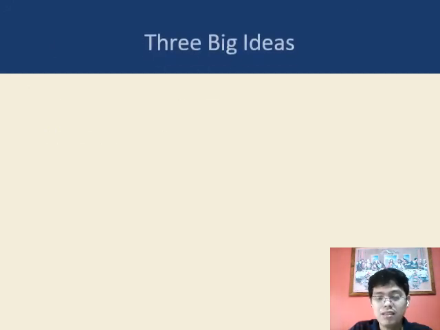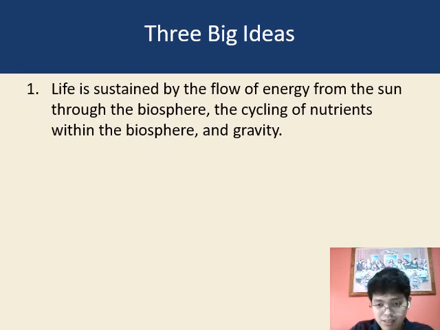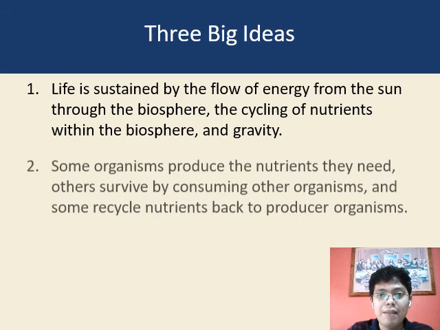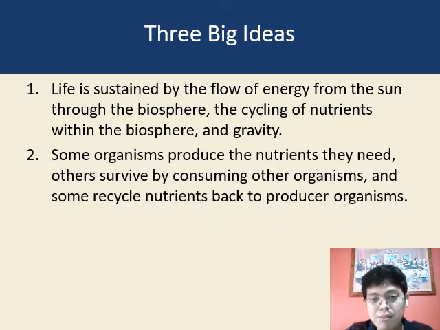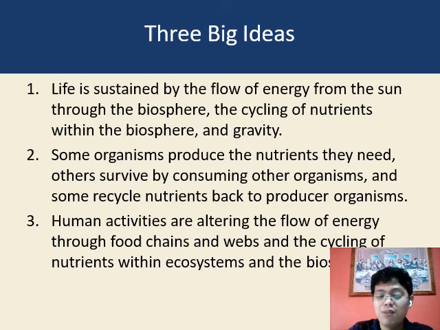So in this topic, these are the three big ideas, or the three main lessons, that we need to take note of. Life is sustained by the flow of energy from the sun through the biosphere, the cycling of nutrients within the biosphere, and gravity. The second big idea is some organisms produce the nutrients they need, others survive by consuming other organisms, and some recycle nutrients back to producer organisms. Then lastly, human activities are altering the flow of energy through food chains and webs and the cycling of nutrients within the ecosystems and the biosphere.